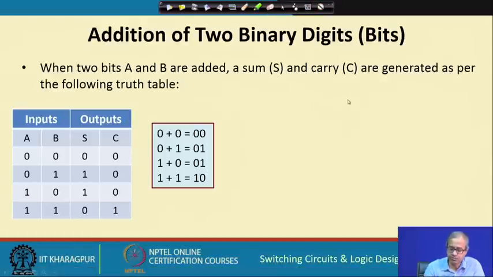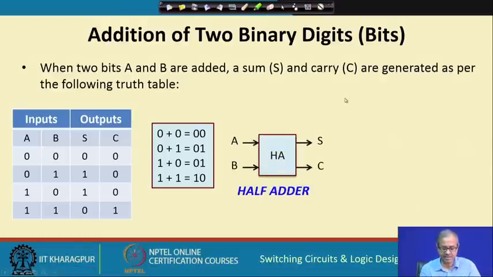So, we want to design such a circuit, and a circuit which does this is called a half adder. So, the definition of a half adder is that a half adder takes two binary digits or bits as input, A and B, it produces a sum, it produces a carry, and this is the truth table of a half adder.